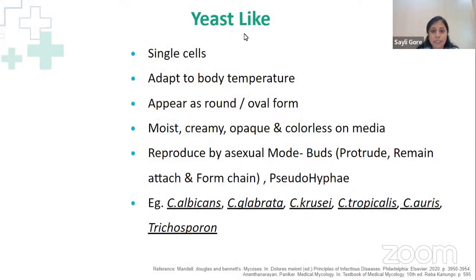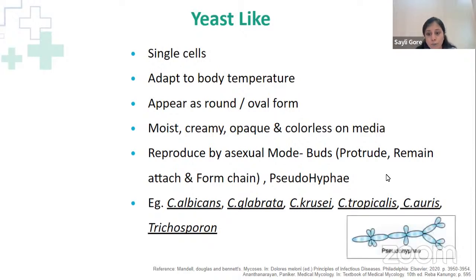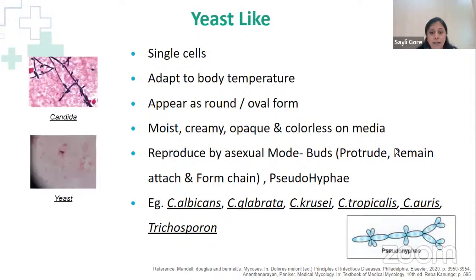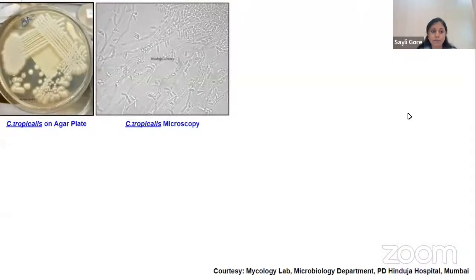Now moving on to yeast-like: how are they different from yeast? They are exactly the same as yeast, but they also reproduce by asexual modes, producing buds that protrude, but they don't separate from the parent cell. They remain attached and form chains. So they form a pseudohyphae. This is how a pseudohyphae looks. For example, Candida albicans, glabrata, all the Candida species, and Trichosporon.